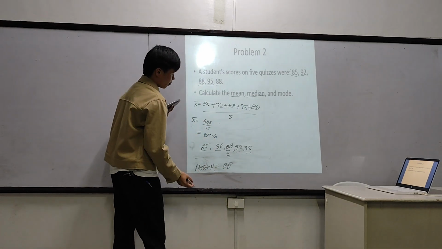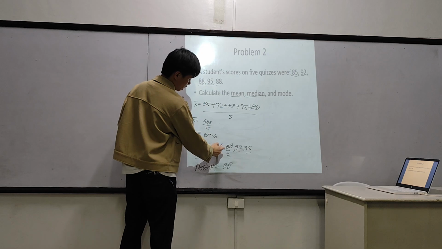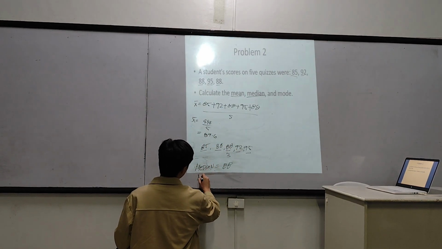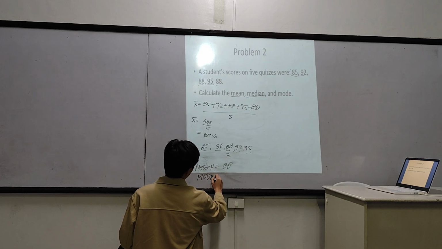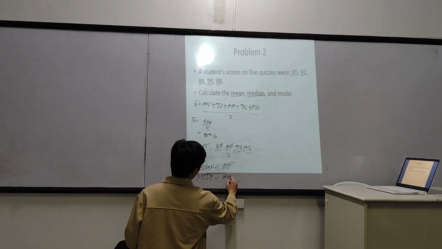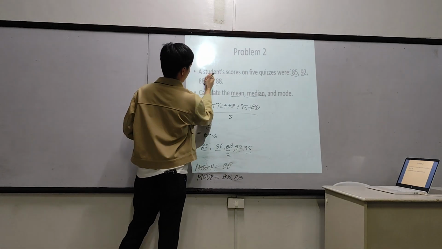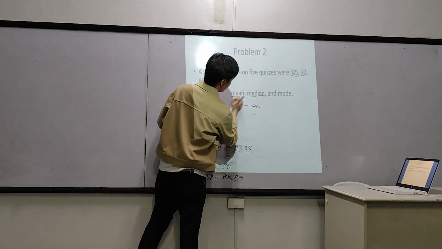To find the mode, what is the repeated number in this data set? We can see that the repeated number is 88. So therefore, we can conclude that the mode is 88. So let's proceed to problem number 3.